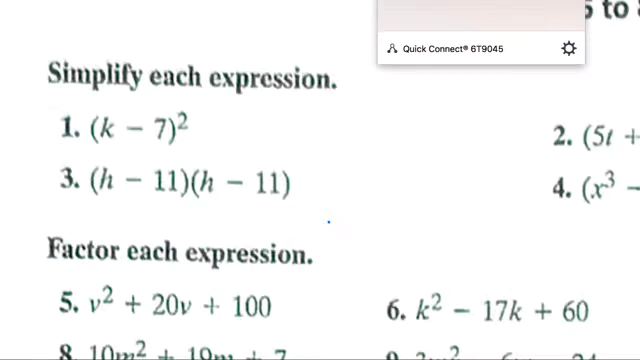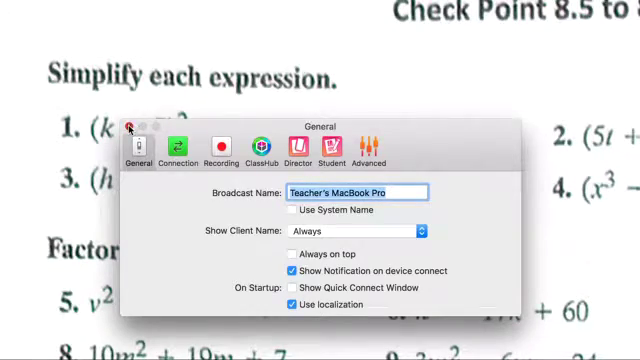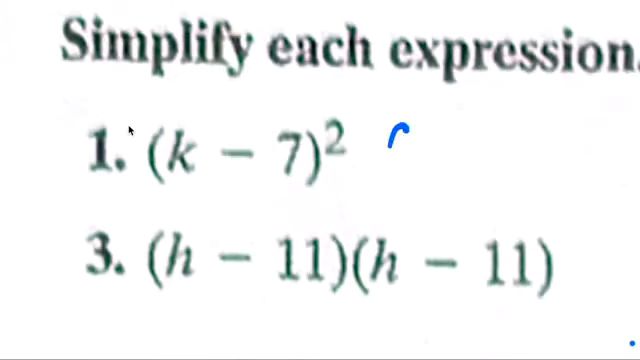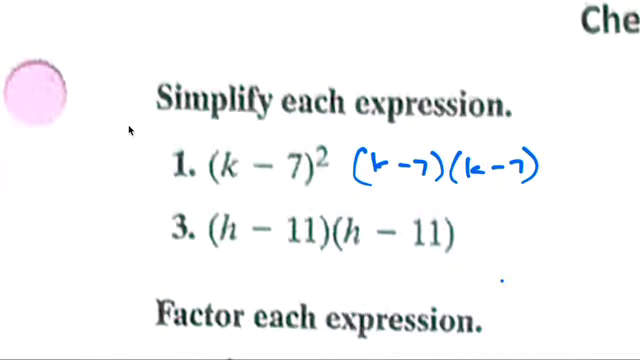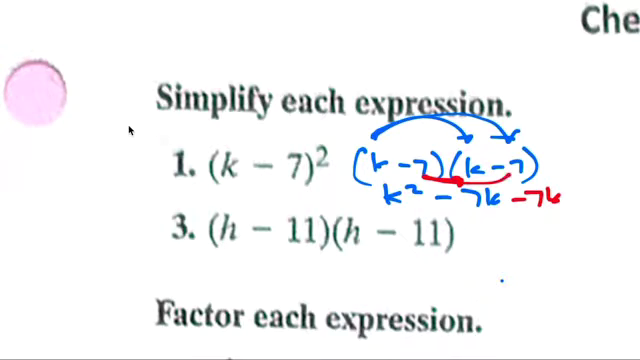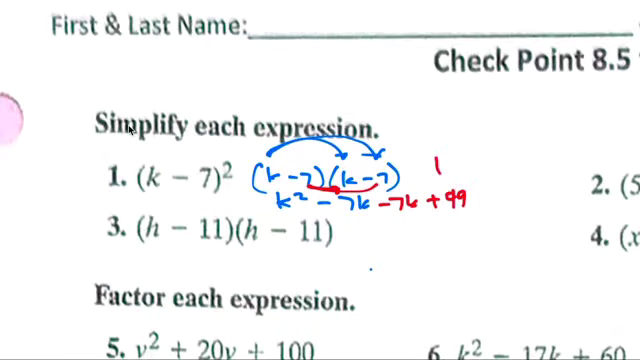How do I get rid of this? Okay. Make sure you write this twice. K minus 7, then K minus 7, and then distribute to get the answer, okay? That means multiply that to that, that to that, so K squared minus 7K. And then the other way right here, get negative 7K, and that's a 49. So your answer is K squared minus 14K, add 49, okay?